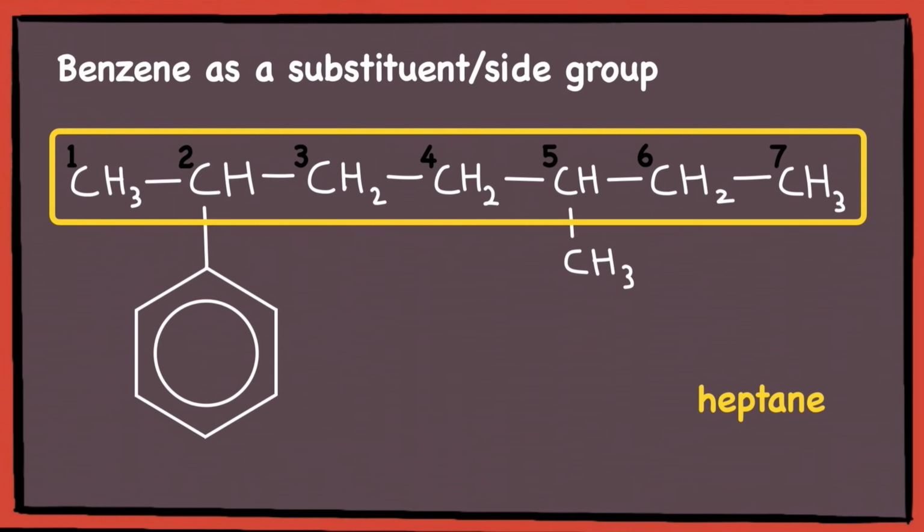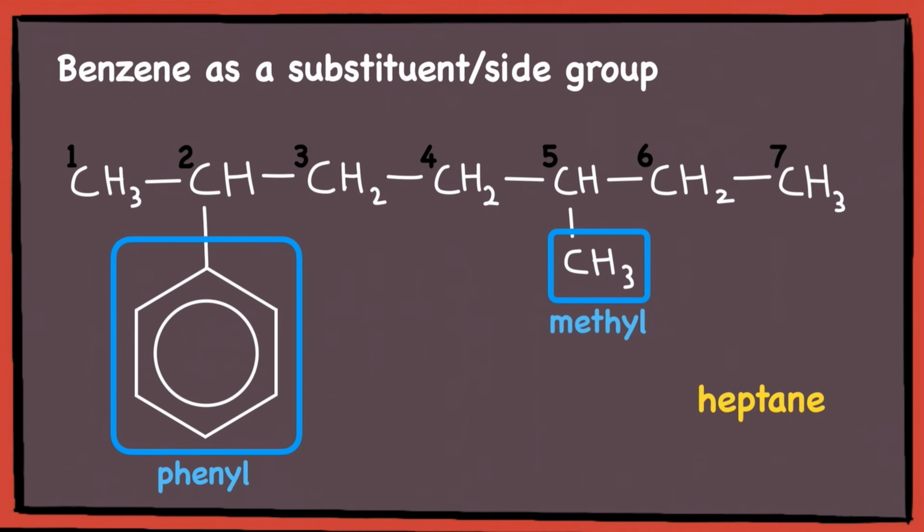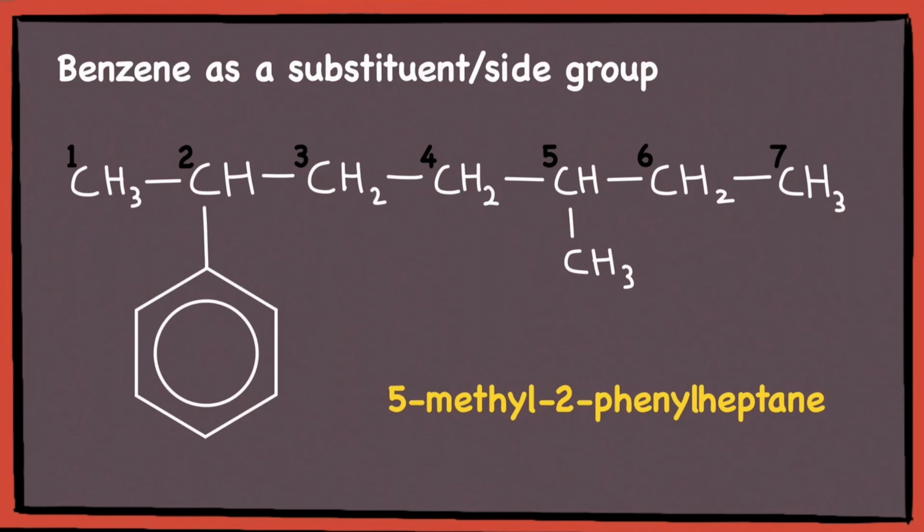So now the side groups are the phenyl group and the methyl group. And because we need to arrange them in alphabetical order, the letter M in methyl comes before the letter P in phenyl, so the prefix will be called 5-methyl-2-phenyl. Combining everything together, this organic compound's name is 5-methyl-2-phenyl heptane.